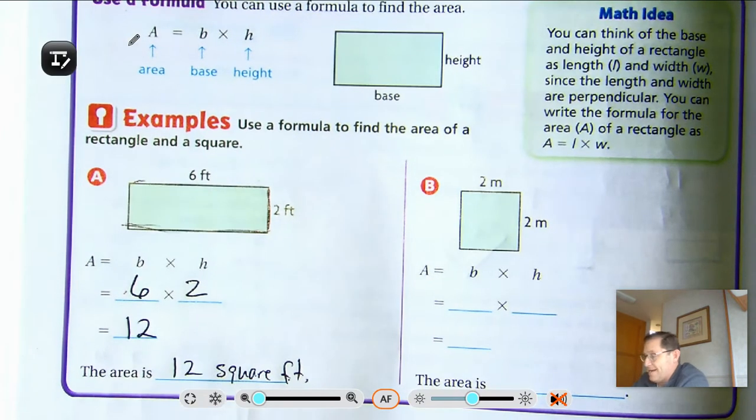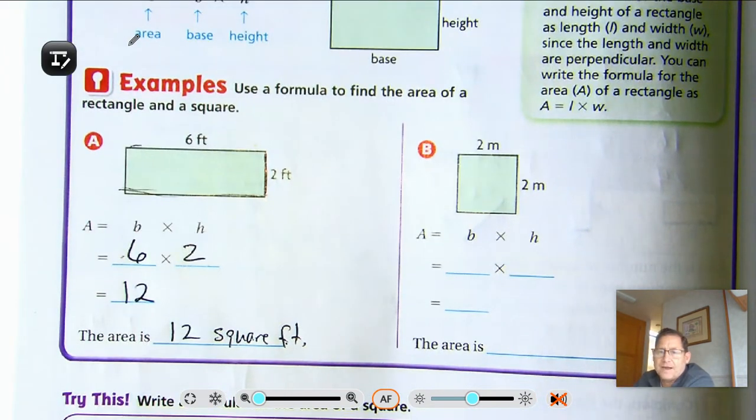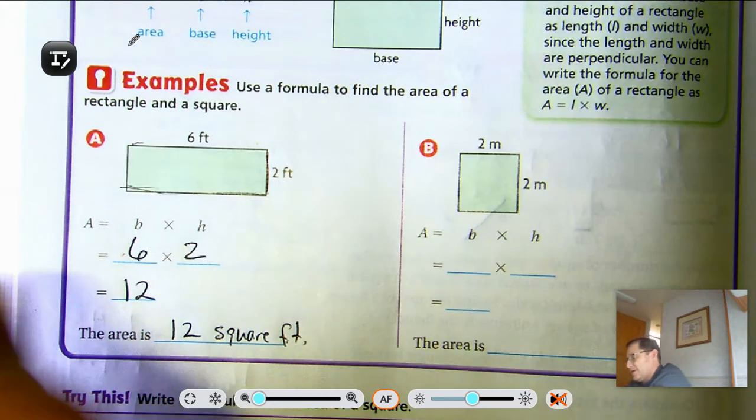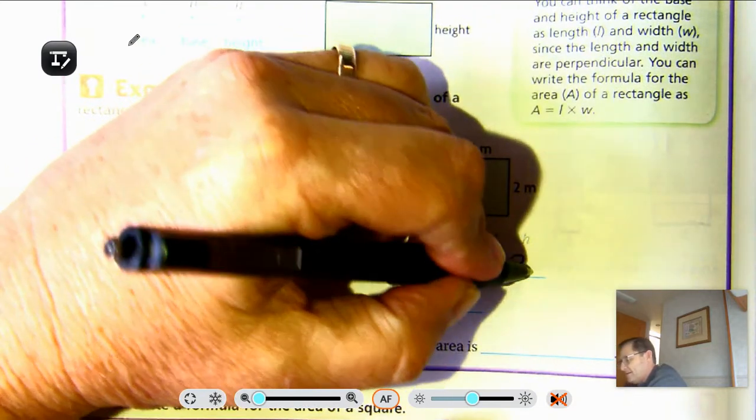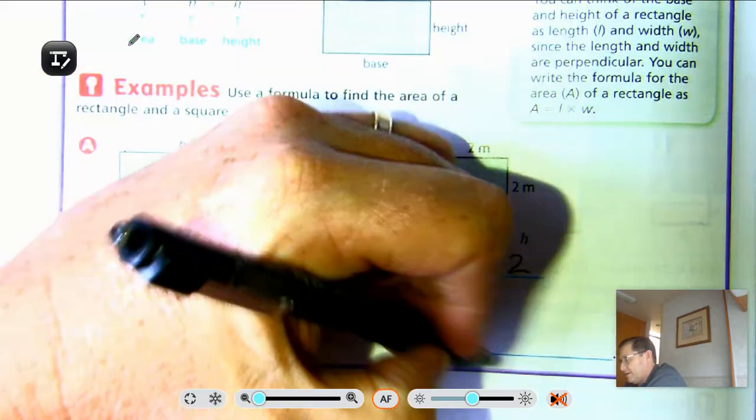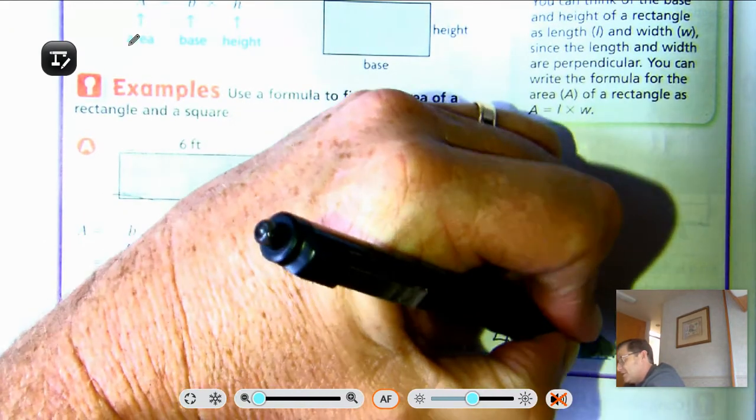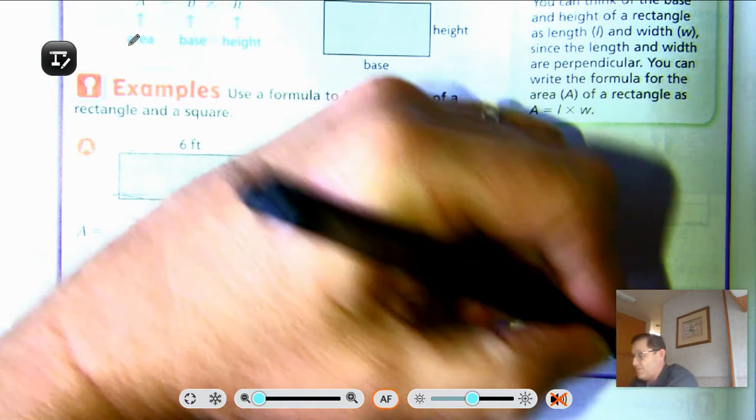All right, now A. Now in A, since we're dealing with a square, the base and the height are going to be the same. All the sides are the same. So here, a base of 2 and a height of 2 would give us an area of 4 square meters. M stands for meters.